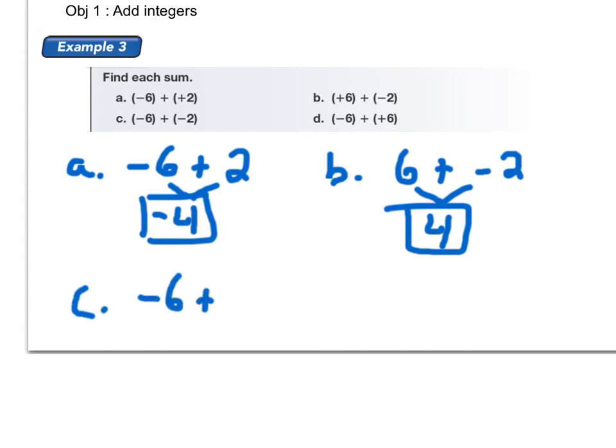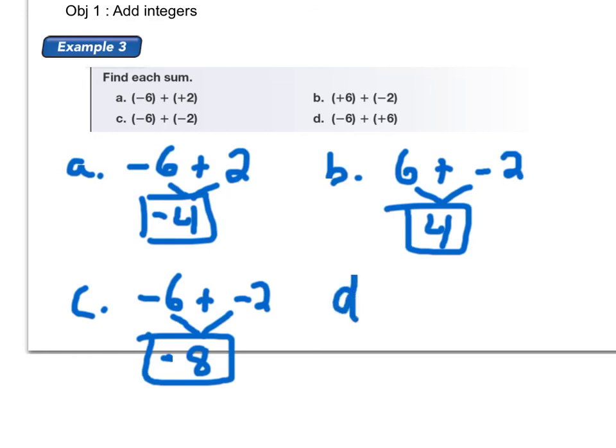-6 plus -2. Now I've got signs that are the same. I've got a negative plus a negative. That means I'm going to add the numbers. 6 plus 2 is 8. So I've got negatives and I'm adding more negatives. That's going to give me negatives. Okay, keep the sign the same. So again, when you add two integers that have the same signs, you keep the sign.